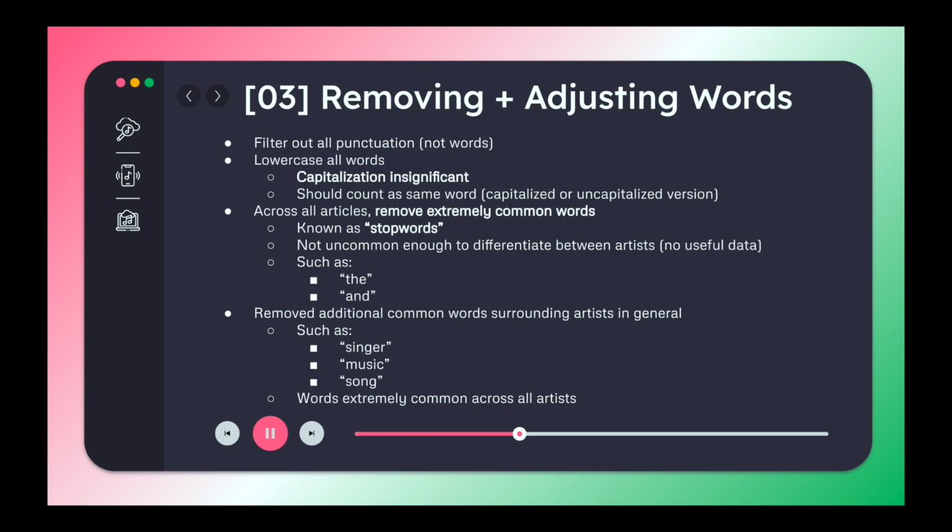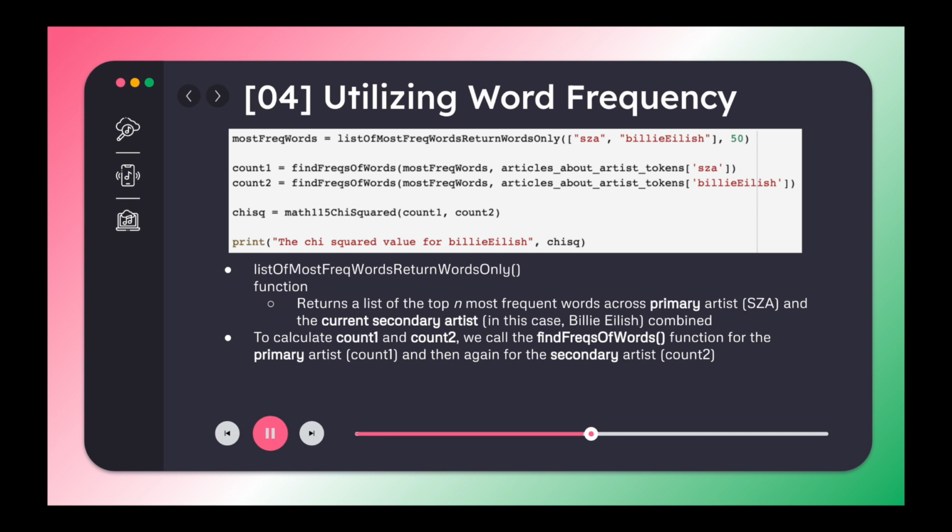Similarly, we removed additional common words that we noticed were used extremely frequently across all of our artists, such as singer and music. These words wouldn't provide any useful information since every artist in our list is a singer and they all release music. However, more obscure words such as pop or tour may provide more information on what an artist is actually like. Step 4, utilizing word frequency. To ultimately calculate our chi-squared value for each artist, we must first compile a list of our top n most frequent words between our primary artist and our current secondary artist.